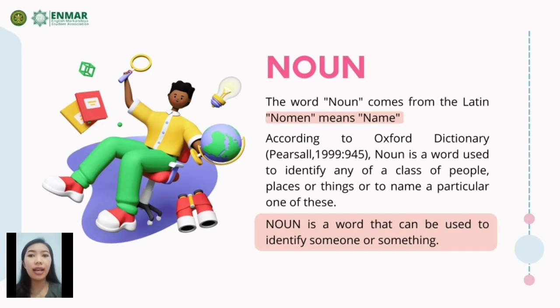The word noun comes from the Latin nomen, which means name. According to the Oxford Dictionary, Purcell 1995, noun is a word used to identify any of a class of people, places or things, or to name a particular one of these. Noun is a word that can be used to identify someone or something.